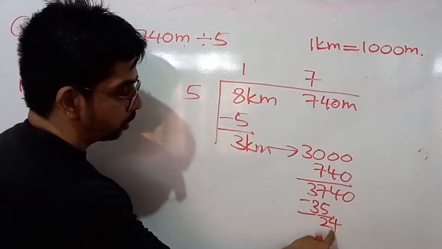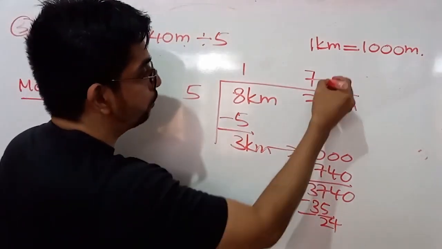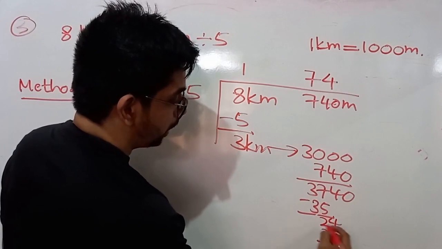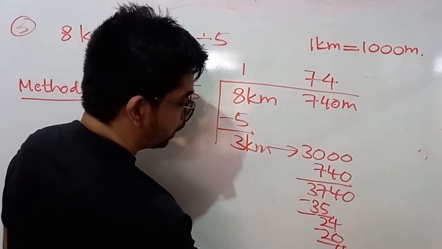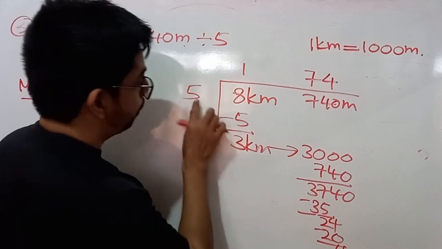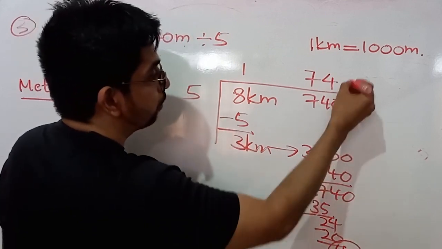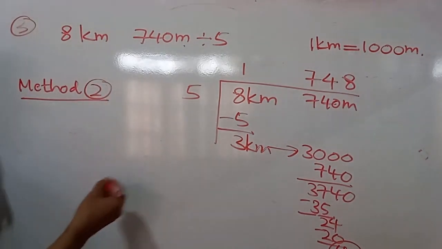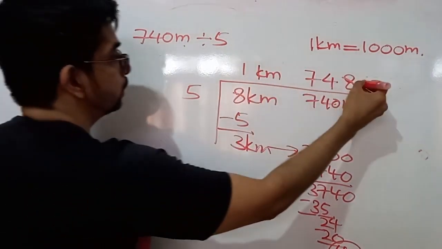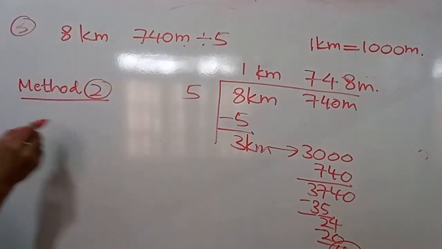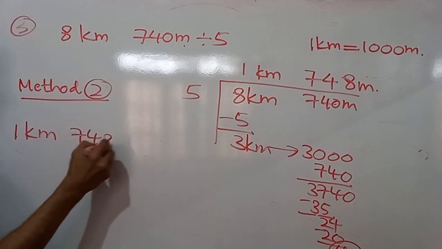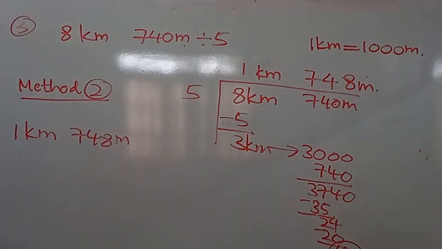Get the 4. 24. So how many 5s are there in 24? We can go up to 4. 5 times 4 is what? 20. 24 minus 20, we get a 4. So how many 5s are there in 40? That is 8. Right? So just as before, these are kilometers, these are meters. Right? So here the answer will be what? 1 kilometer and 748 meters. Right? Okay. Write down the answer.